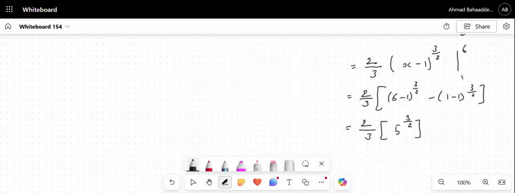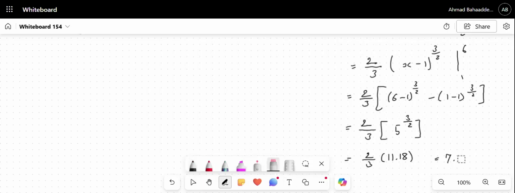If I use a calculator, 5 to the power of 3 over 2, which means 1.5, you know that. I will make it approximately 11.18. That's going to give me 2 over 3 times 11.18. If I multiply this number 11.18 by 2, that's going to give me approximately 22.36, then divided by 3. So that's going to give me 7.453.